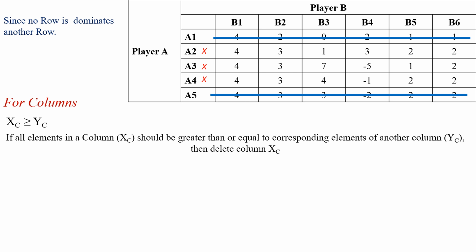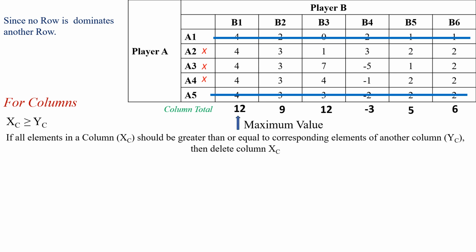For the first column, the total of all the elements is 4 plus 4 plus 4, 12. For the second column, the total is 9. For the third column, the total is 12. For the fourth column, the total is minus 3. Fifth column, the total is 5. Similarly, for the sixth column, the total is 6. Now select the column based on this total value.